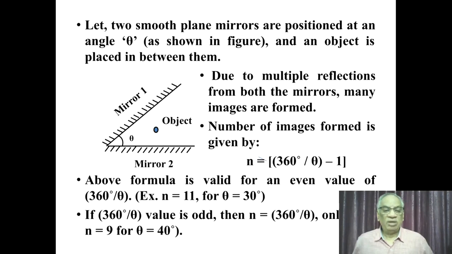So if the angle of inclination is theta, due to multiple reflections from both mirrors, the number of images formed is given by n is equal to 360 degrees by theta, the total being 360 degrees in a circle, minus 1. That is, the number of images formed is given by n = 360°/θ − 1, and this is for even values of 360 degrees by theta.